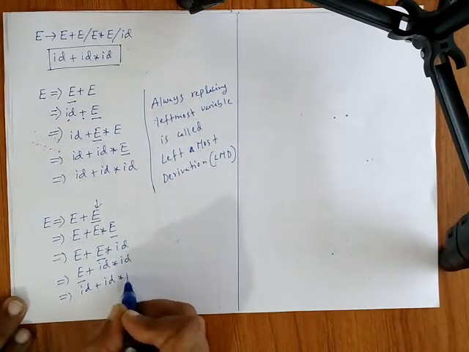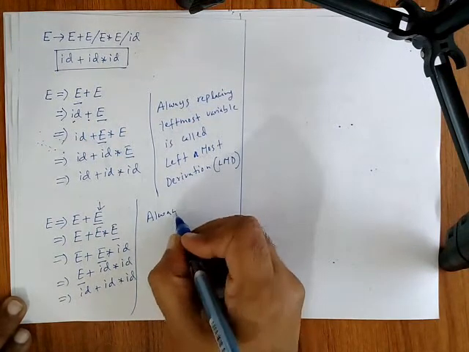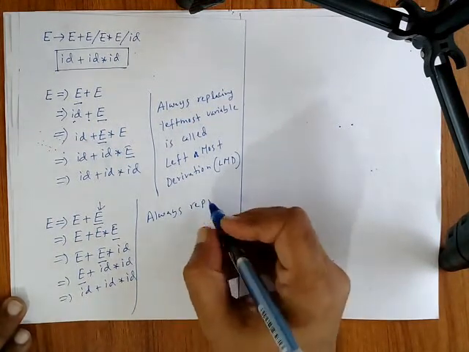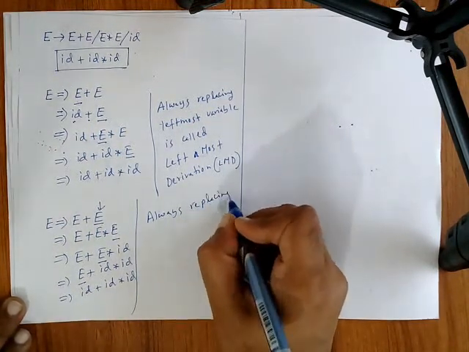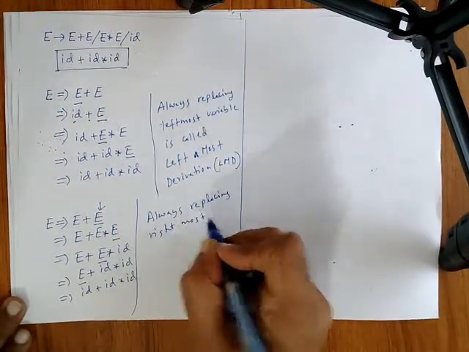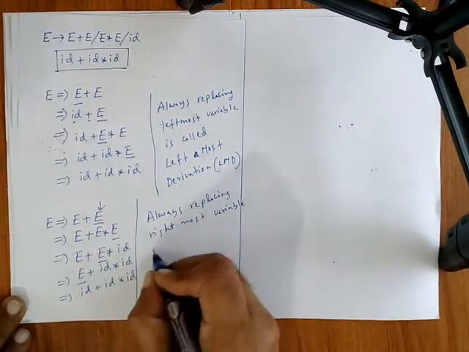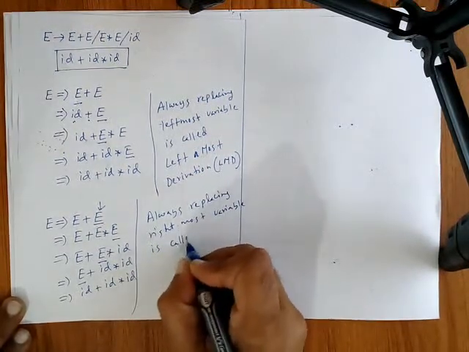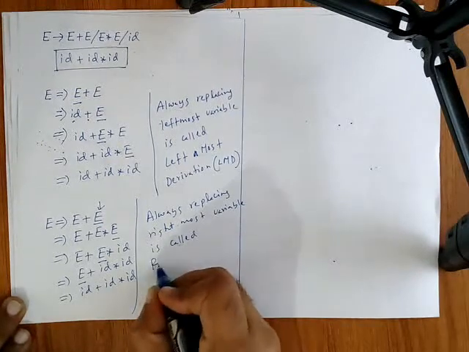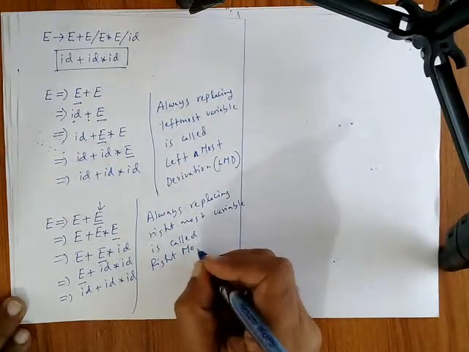So always replacing the rightmost variable first is called rightmost derivation.